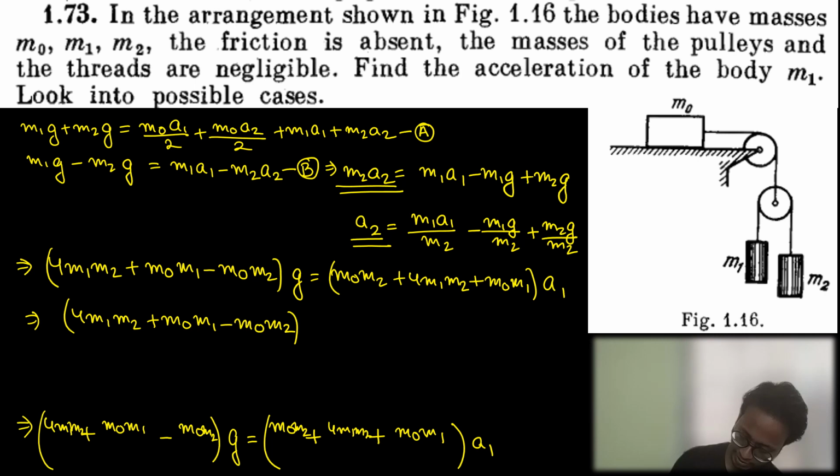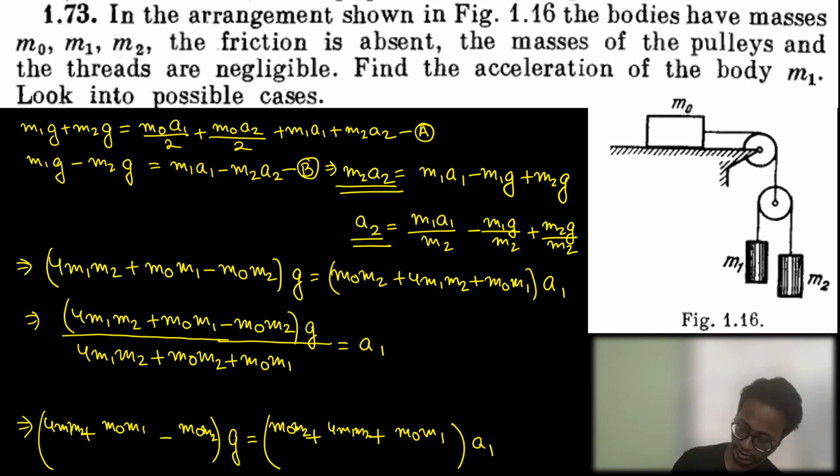You can see the similarity in the answer. Okay, divided by 4m1 m2 plus m naught m2 plus m naught m1 is equal to a1.